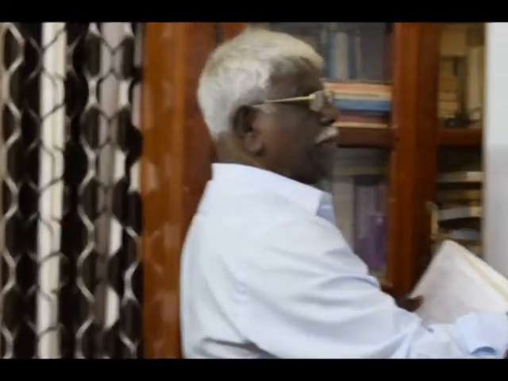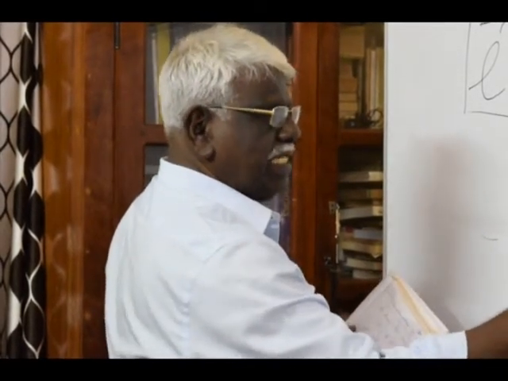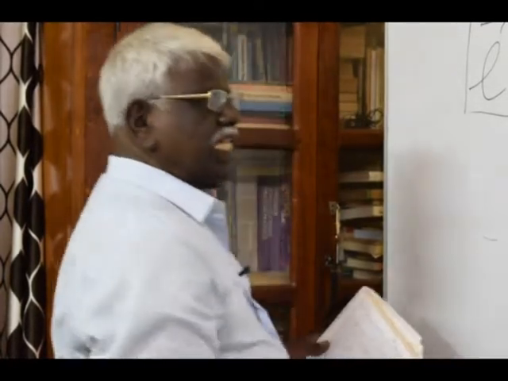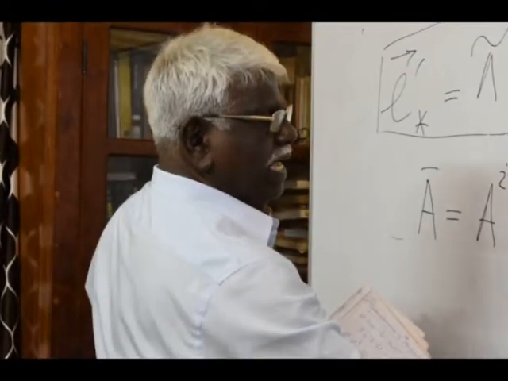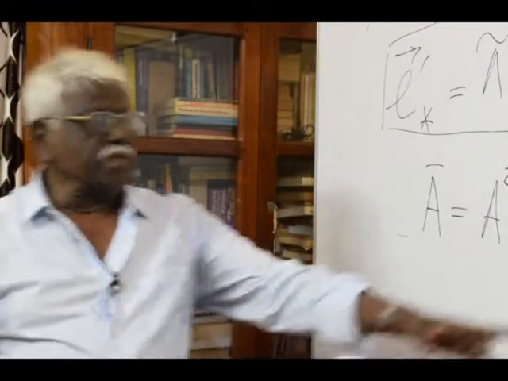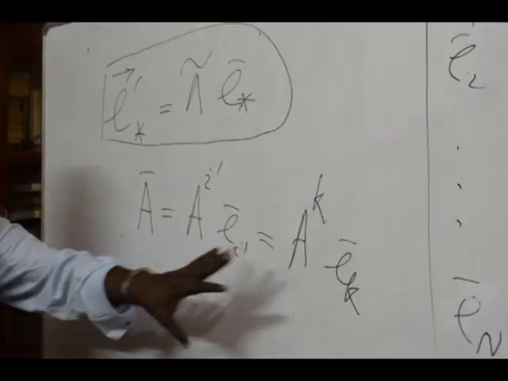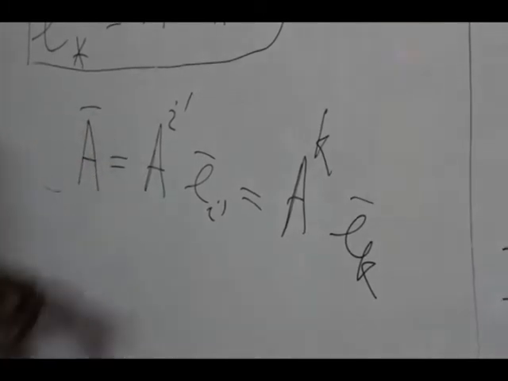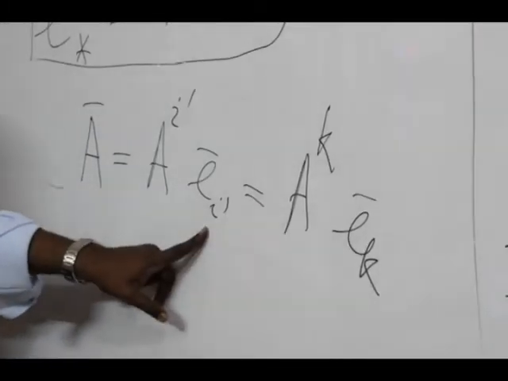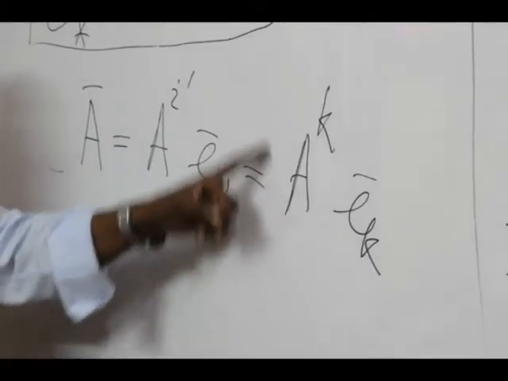We have the vector A with respect to the primed basis, a^i' e_i', identical to a^k e_k, summed over k. This is with respect to the old basis, and this is with respect to the new basis. So two different bases are there, but only a single vector. We represent the single vector as a^i' e_i' with respect to the new primed basis, which is also identical to a^k e_k with respect to the old basis.